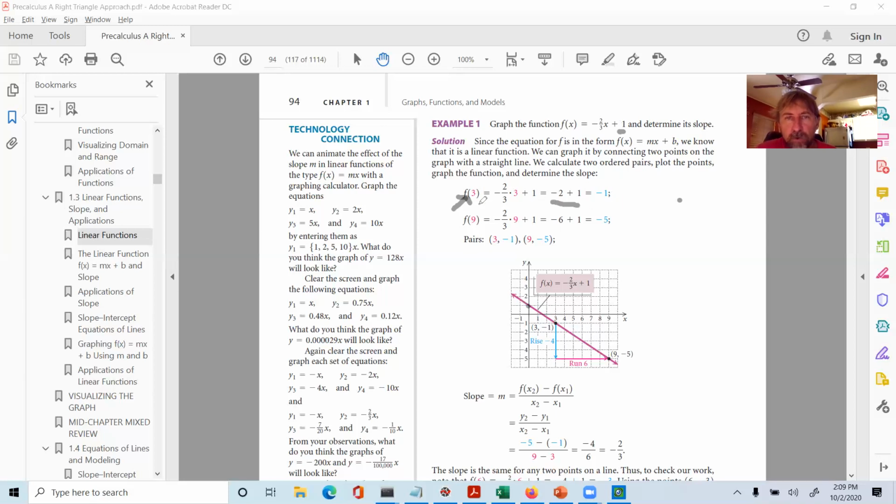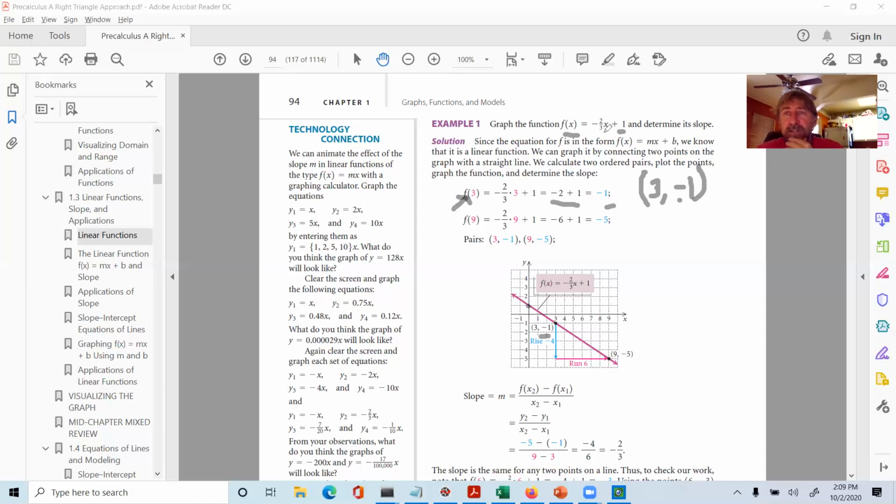So now I have the coordinate pair: x equal 3, and f of x, when I evaluated the function with the 3, I got -1. So I got the point x equal 3, and y equal -1. They plotted that. They did not plot the y-intercept. They started with some arbitrary points, so there are alternative ways of doing this.